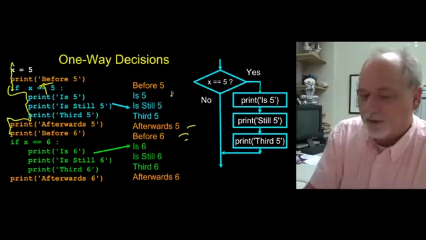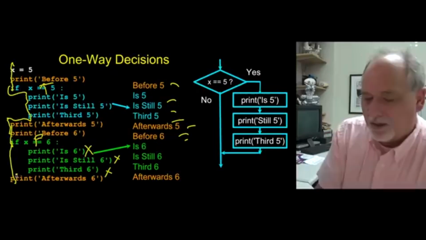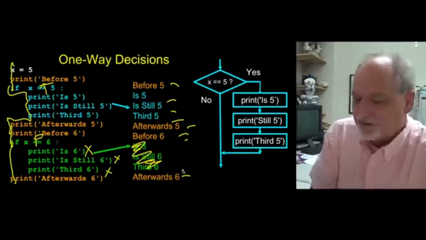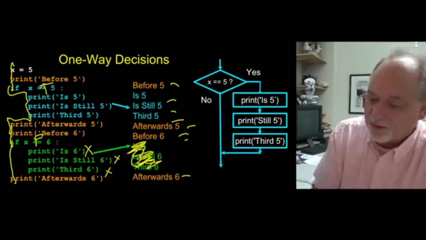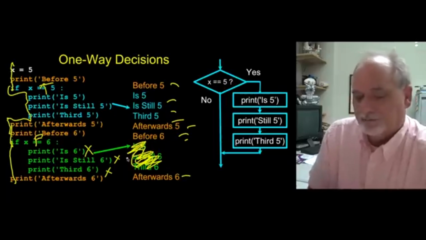So all this stuff is running, right? And then it says if x equals 6. Well, that was false, so that skips all of them. So none of these lines of code run. So these actually don't run, and it says afterwards 6. So that's a mistake. Those don't run right there, okay, because x is not equal to 6.